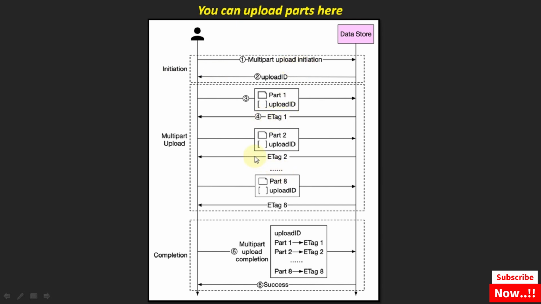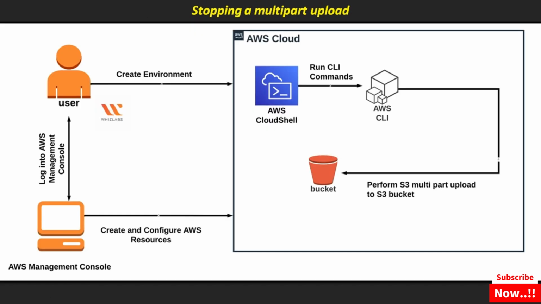Amazon S3 returns an entity tag, or ETag, header when you upload a part. Each part upload needs an ETag and a part number. In order to complete the multi-part upload, you must include these values. Next we need to discuss the process of stopping a multi-part upload.